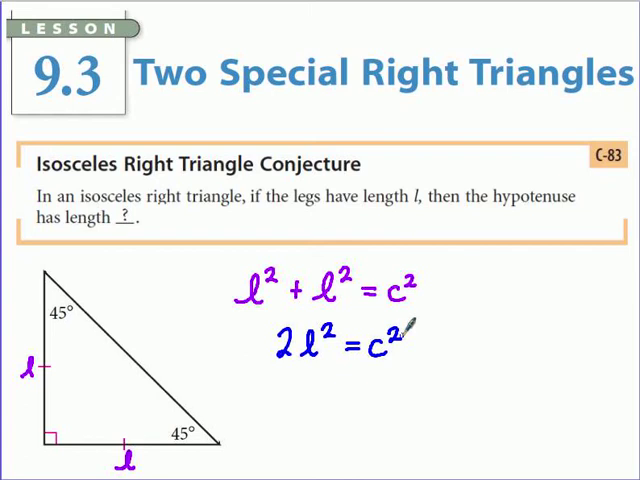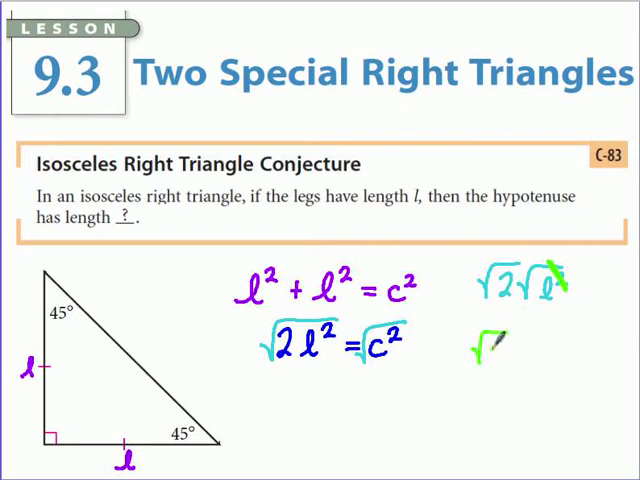Well, how do I solve that for C? I take the square root. Now, first of all, I don't know what the square root of 2 is. If you try that on your calculator, you're not going to get anything. But then I have the square root of L squared. If you square something that is squared, what happens to those things? They cancel out.